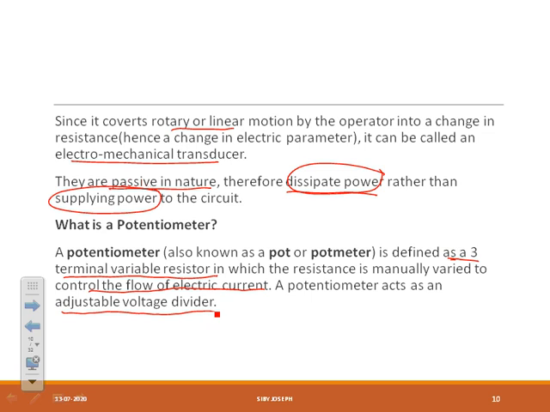Networks are of two types, voltage division and current division. By using a resistive network, we can divide the voltage, and that type of network is called a voltage divider. If you divide the current, then it is called the current division rule.